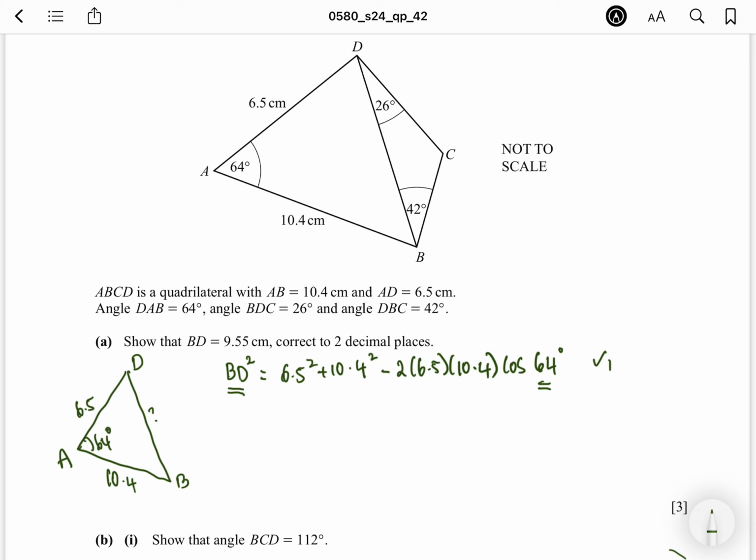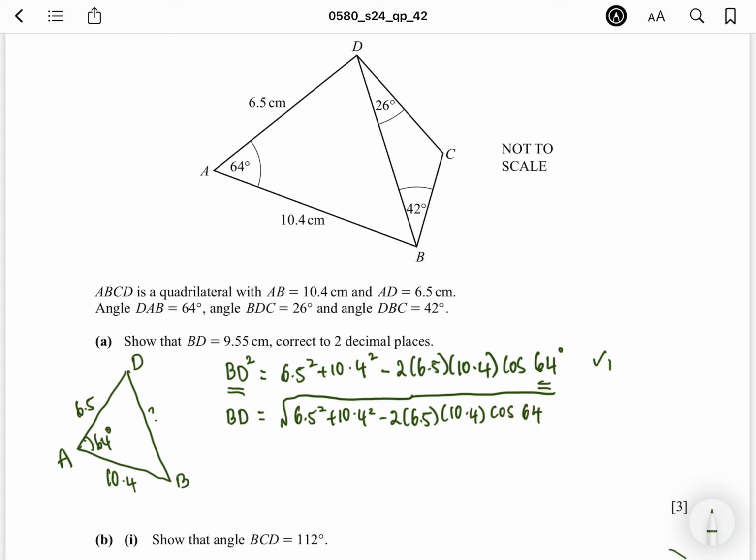The second mark would be writing down, follow through the formula. When you find BD, there is evidence that you square root the value. You can go straight to the answer, or simplify it, but it is better to simplify.